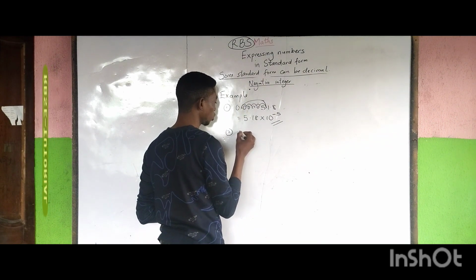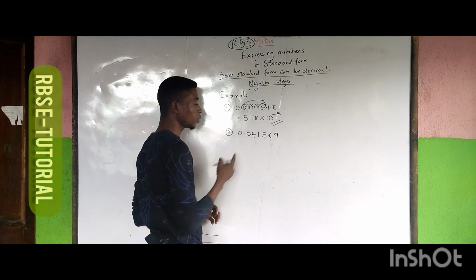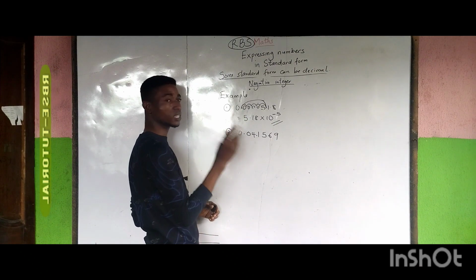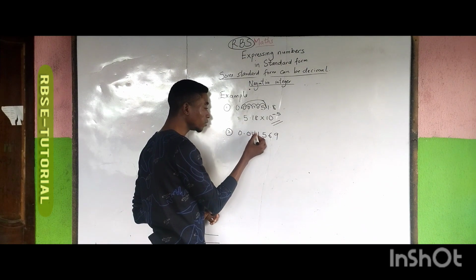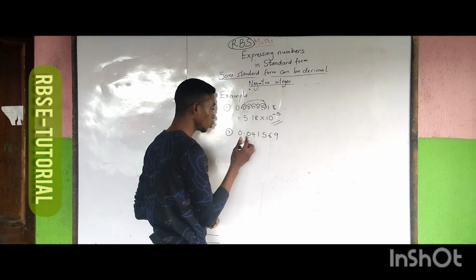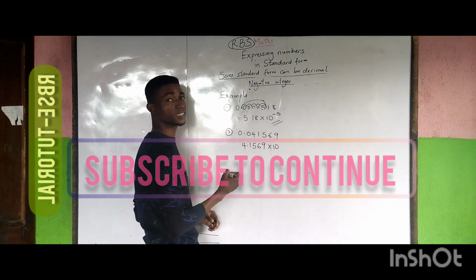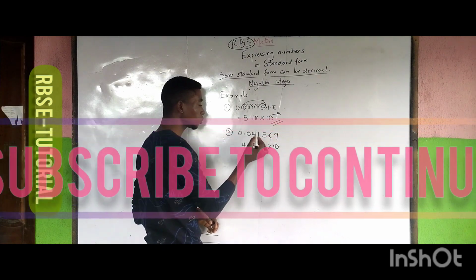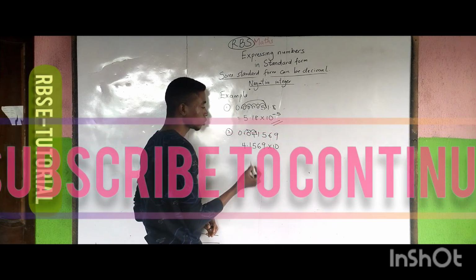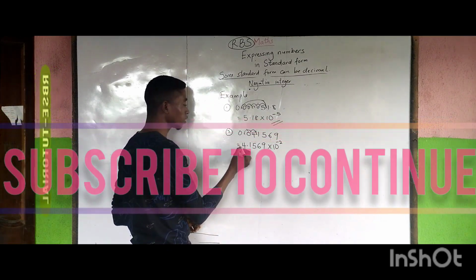Another example, 0.041569. Here you should know, when you want to express this in standard form, where must this point go? It must stop at the first significant number, which is 4. So the point must stop at the right side of the 4. So you have 4.1569 times 10 raised to the power of what? Let's see, how many places does the point move? 1, 2. It got there by passing two numbers, so you have -2. That is the answer in standard form.